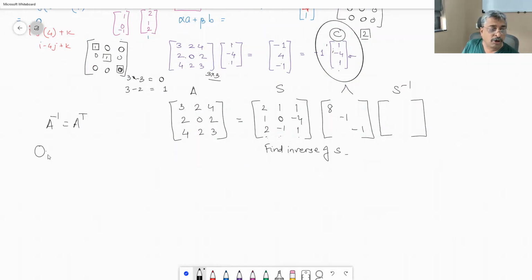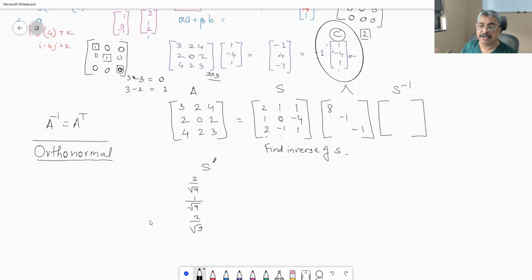Now, one more term, orthonormal. It means every vector has got length equal to one unit, and they are perpendicular to each other. So maybe let me write down S dash, which is orthonormal matrix. The length of the first vector is 9. So it is 2 upon root 9, 1 upon root 9, and 2 upon root 9. That is our first vector. Now if you take dot product of this vector with itself, you will get length of that vector equal to 1. And that is what is going to be our orthonormal.